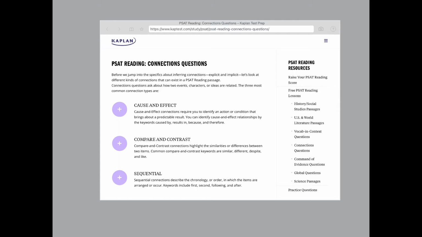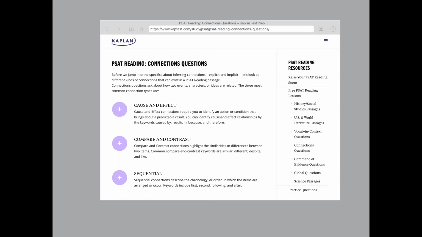For the explicit types of questions, you're going to get cause and effect questions where you're asked to identify an action or a condition that results in some kind of predictable occurrence. You can identify these cause and effect relationships by looking for keywords such as this is caused by, or this is the result of, or this is because, or a word like therefore. Another type of question you might see is a comparison contrast. In these connections, what they are asking you to do is to highlight some of the differences as well as similarities between 2 items. So you're going to compare and contrast. The keywords that you'll find in these types of question stems are words like similar, despite, different, as well as the word like. If you see any of those keywords in a question stem, that's your cue that you are doing a comparison contrast.